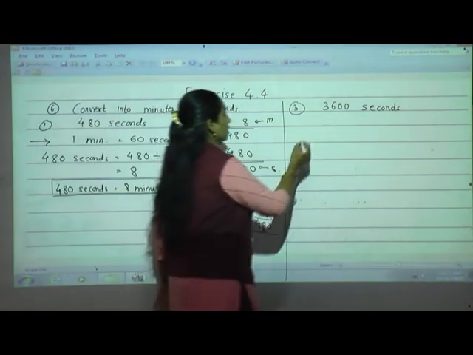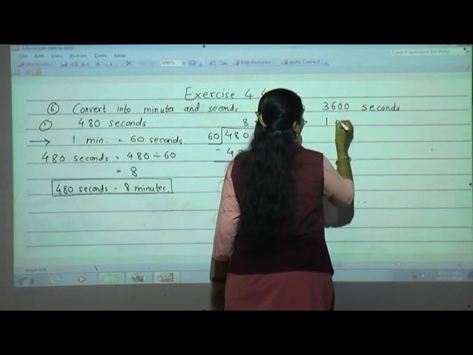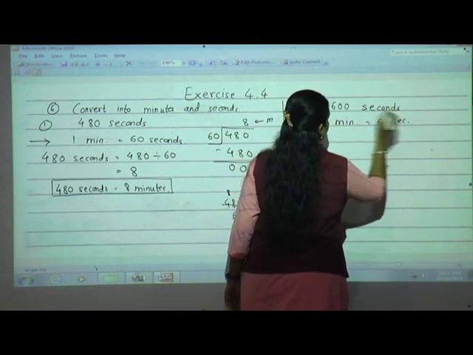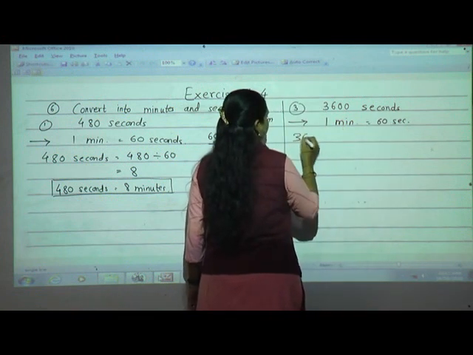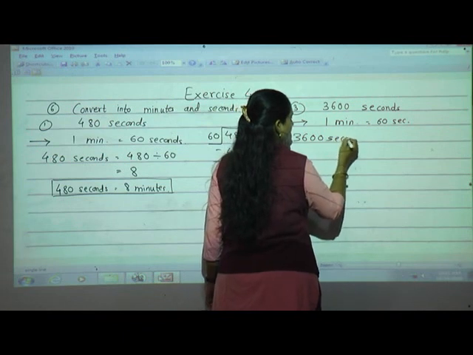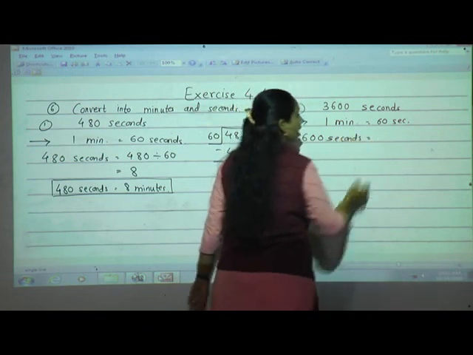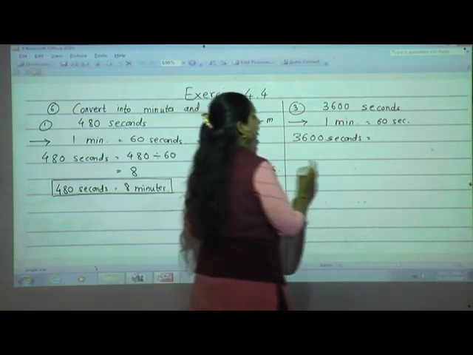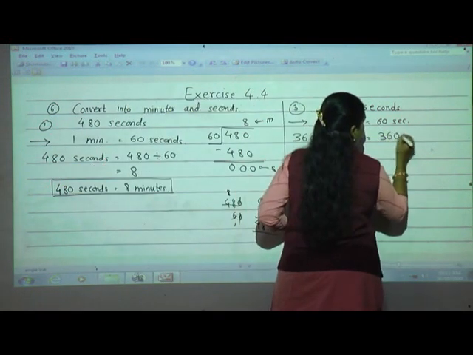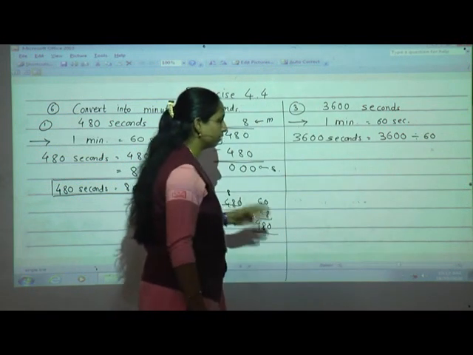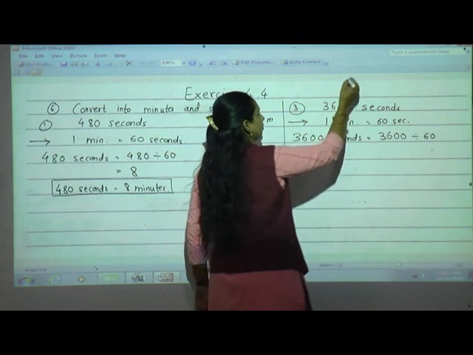Now same, first 1 minute is equals to 60 seconds. So when you want to convert 3600 seconds into minutes, we have to divide by 60. So 3600 divided by 60. Now we will do the division for the rough work.